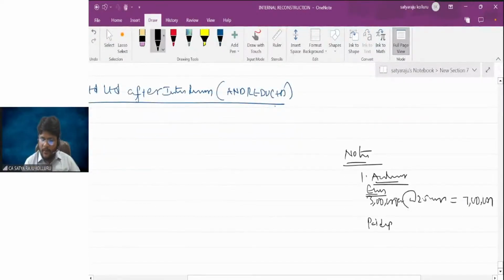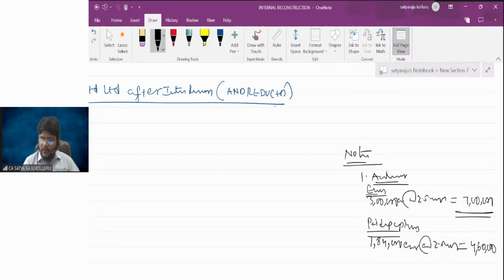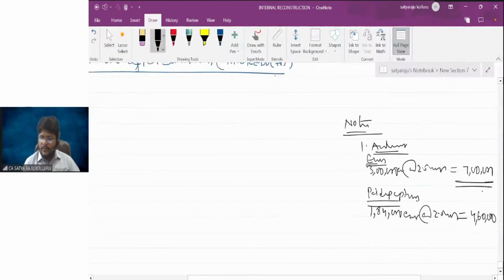Now come to the paid up capital. That is 1,84,000 equity shares at the rate of 2.5 each. How much? Which is 4,60,000. Actually, this does not form part of the total. Just put it here. That is related to authorized capital and paid up capital. One second. Actually, let me present the authorized share capital of preference as well. I forgot. Then make it the total of the authorized capital. Then below that, we need to present the paid up capital, right?